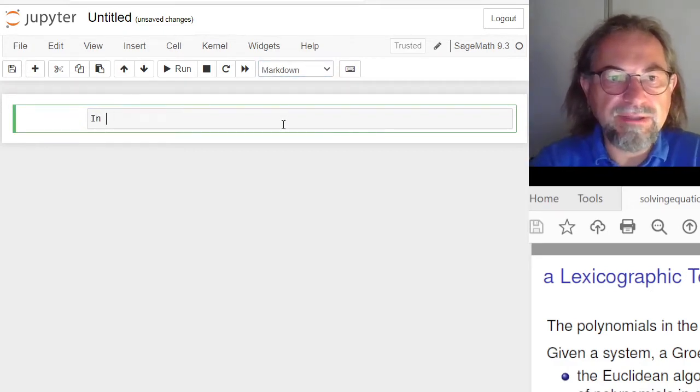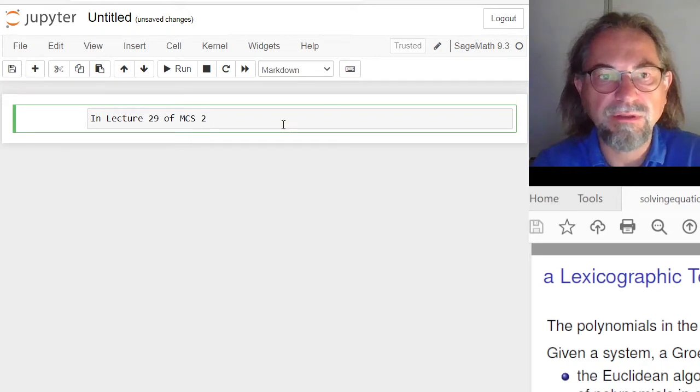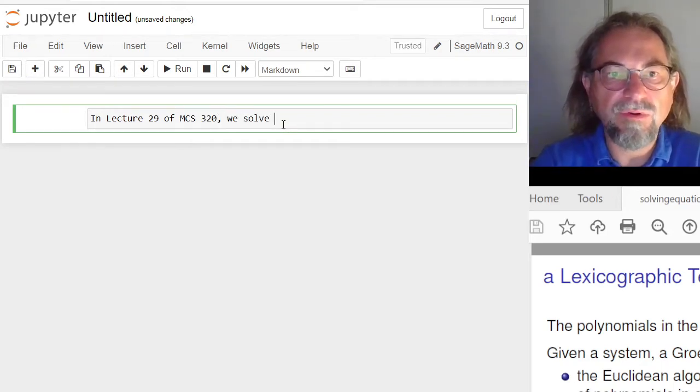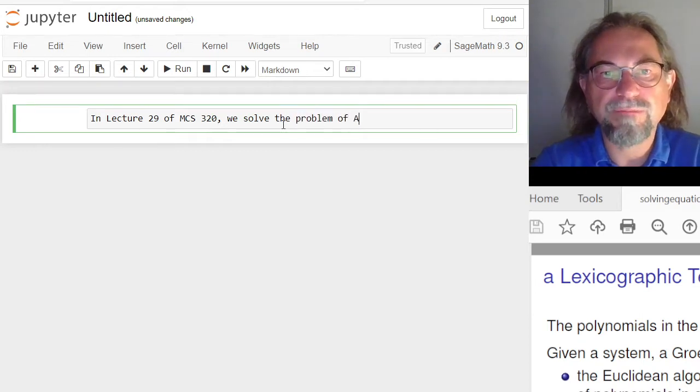So this is already lecture 29 of the 8-week summer session. So we are in the middle of the 6th week. So we solve the problem of Apollonius.